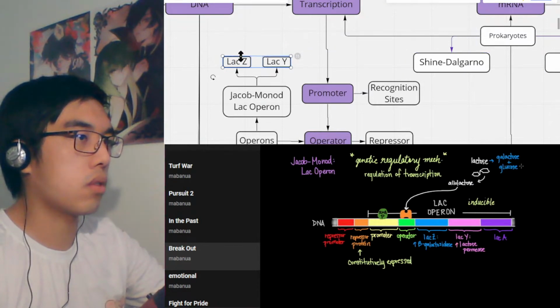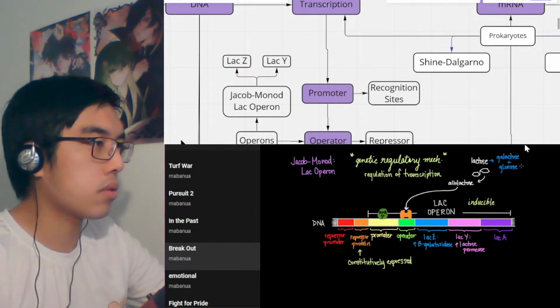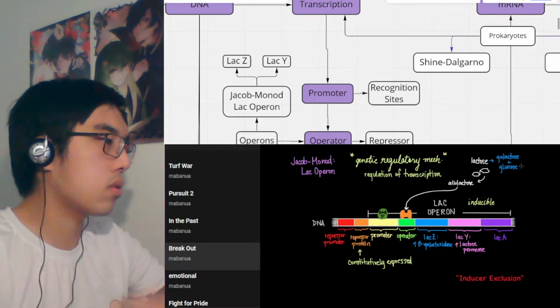Now, what happens if both glucose and lactose are present? Which one does the cell prefer? Well, in that case, the transport of glucose actually blocks the transport of the inducer of the lac operon, the lactose, in a process that's called inducer exclusion.